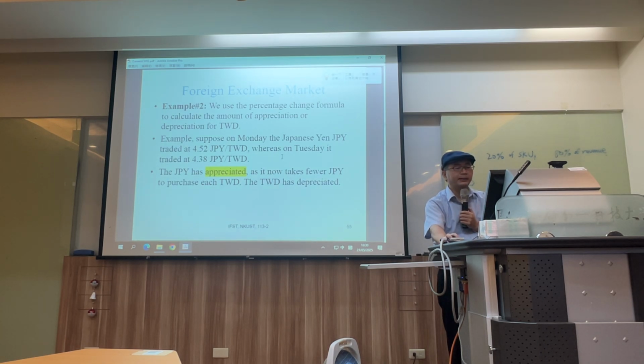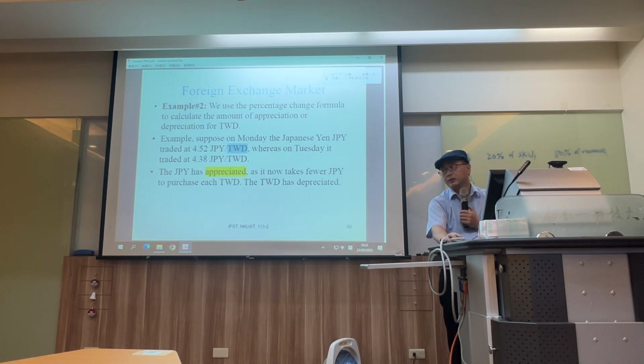So let's suppose on Monday, the Japanese yen, the JPY, right? And the exercise is also meant for you to get used to the symbols a little bit. So next time when you see that, you can easily associate it with Japanese, okay? So let's say it's traded at the figure 4.52, right? And our denominator is per unit of New Taiwan dollar, right? And on the next day, the figure changed to 4.38, right?